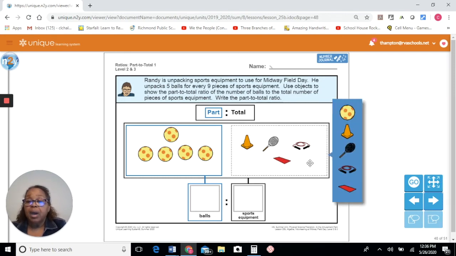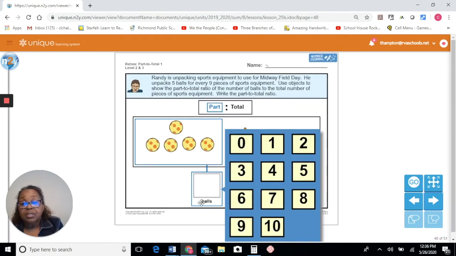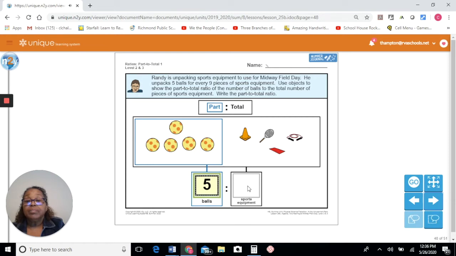The total amount of sports equipment was 9, and of the 9 pieces, 5 of them were balls. So the ratio is 5 to 9. This in the middle is called a colon. You have to use that. So it would be 5 to 9. This is a part to total.